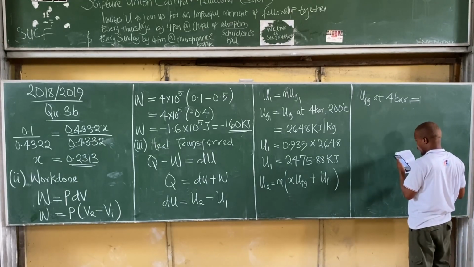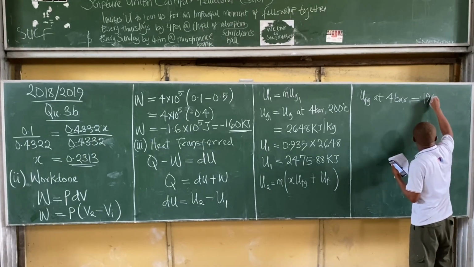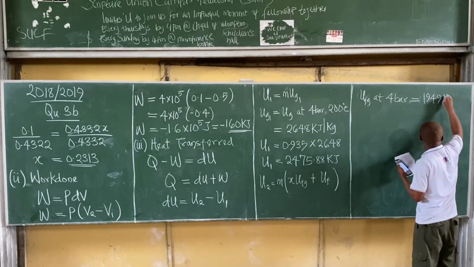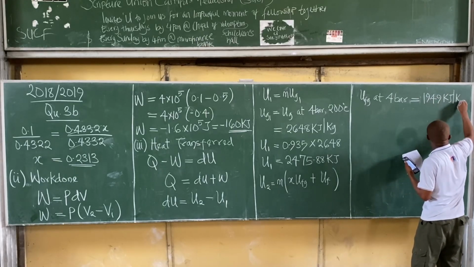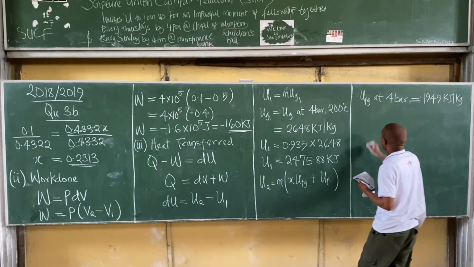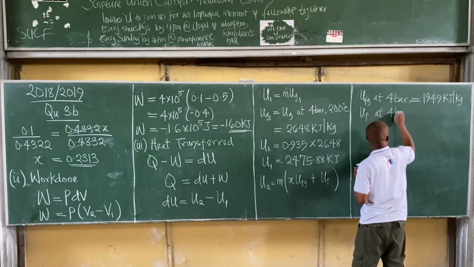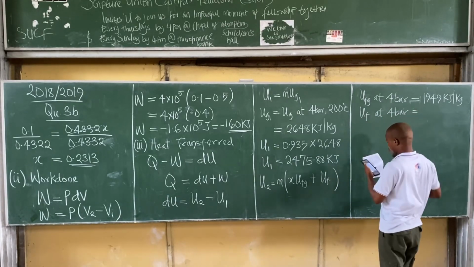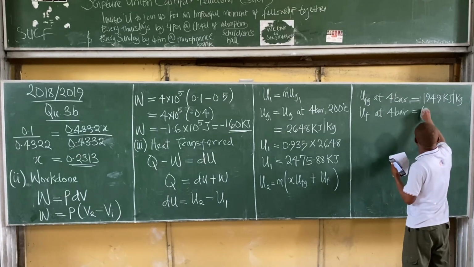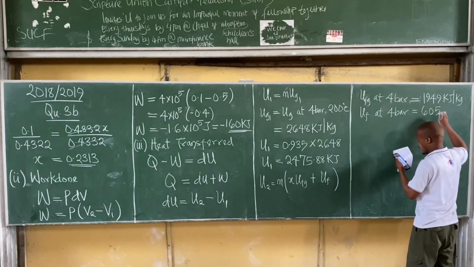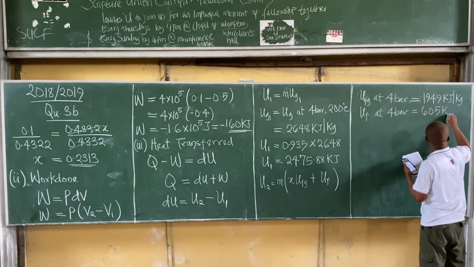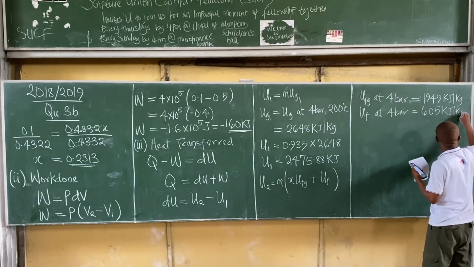Therefore, this gives us 1949 kilojoules per kilogram, right? UF at 4 bars gives us 605 kilojoules per kilogram.